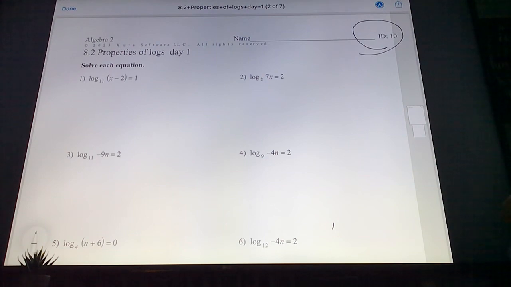Today you guys are going to work on properties of logs day 1. Make sure you're doing assignment 10.